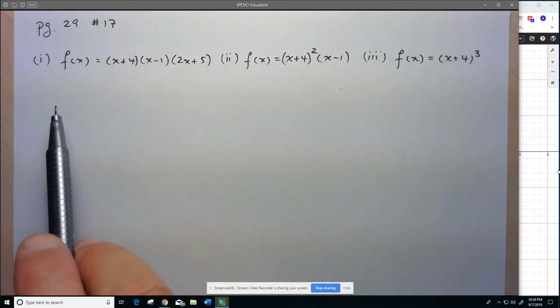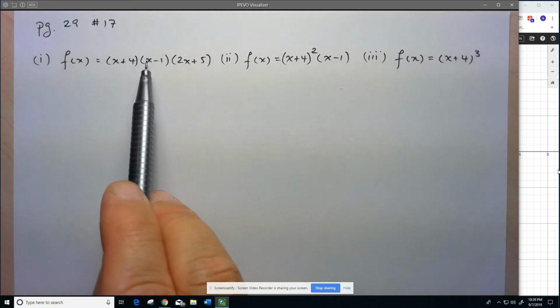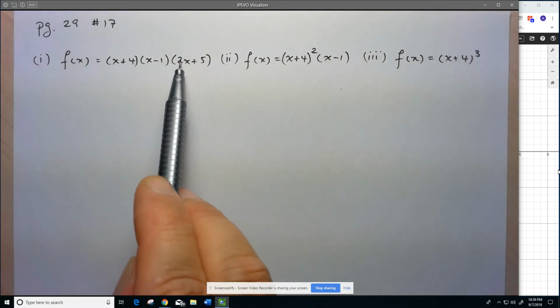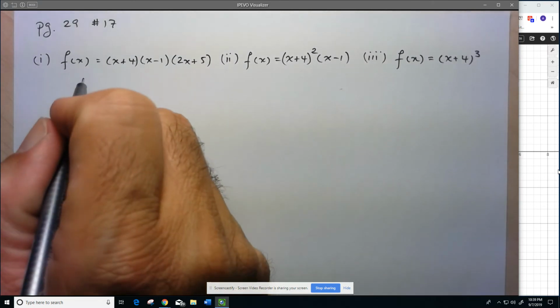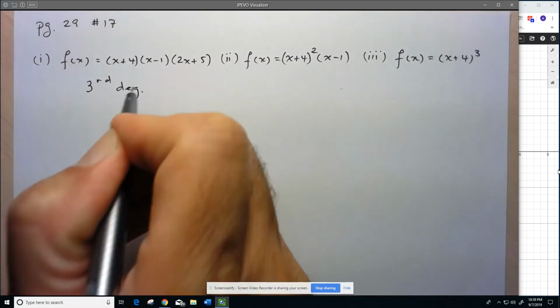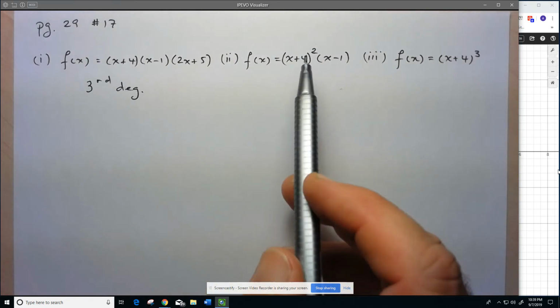We see that the highest power of x I'm going to get is when I multiply x times x, which is x squared, times 2x, which is going to be 2x cubed. So just by looking at the highest power in each of the factors, I can determine that this is a third degree polynomial.